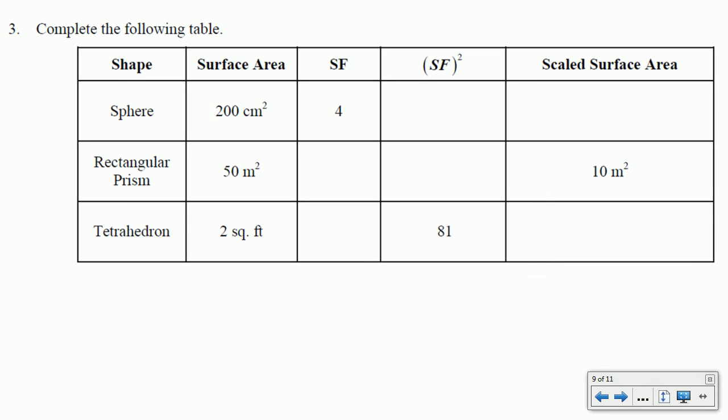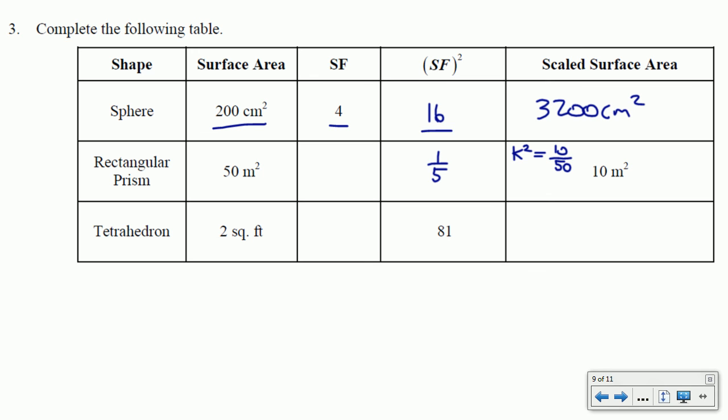In the first row, we have a surface area of a sphere at 200 centimeters squared. We can find the scale factor squared by multiplying 4 by itself. 4 by itself is 16. The scaled surface area will be 200 times 16, which is 3,200 centimeters squared. In the next row, we have a rectangular prism with an area of 50 meters squared and a scaled surface area of 10 meters squared. We can determine the scale factor squared by dividing 10, the scaled area, by 50, the original area, and 10 divided by 50 reduces to 1 over 5.